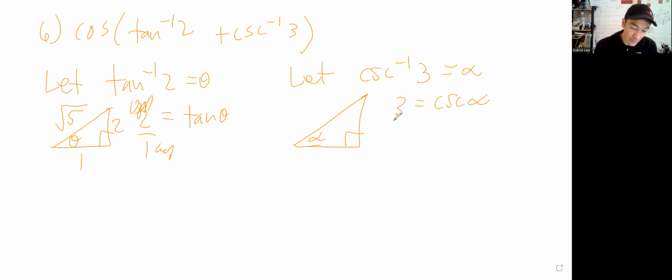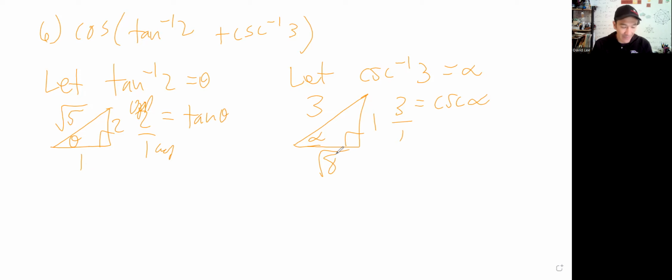On the other triangle, put a 1. Cosecant is hypotenuse over opposite, right? Cosecant, green cheat sheet. Hypotenuse over opposite. So the hypotenuse is 3. The opposite is 1. And Pythagorean says that. So I would make pictures.